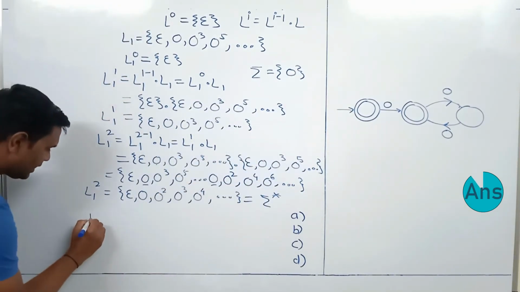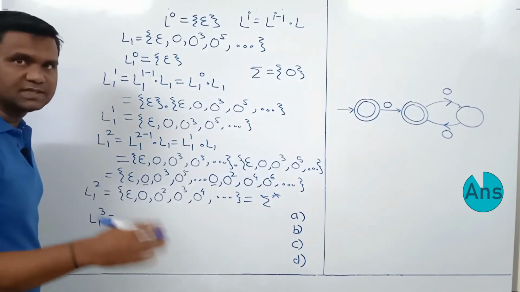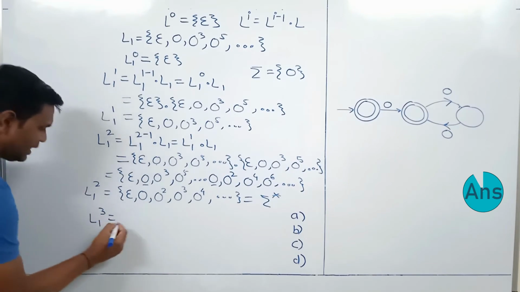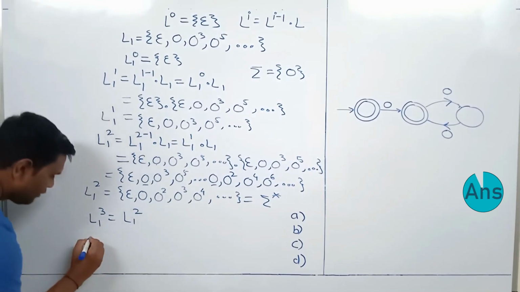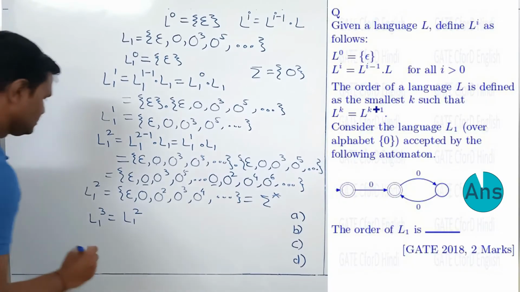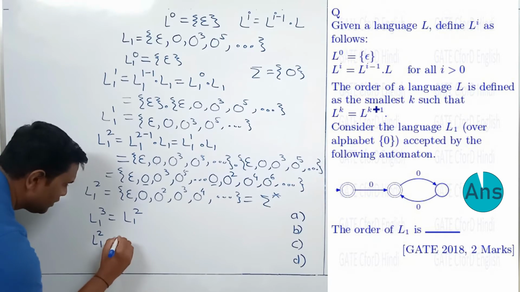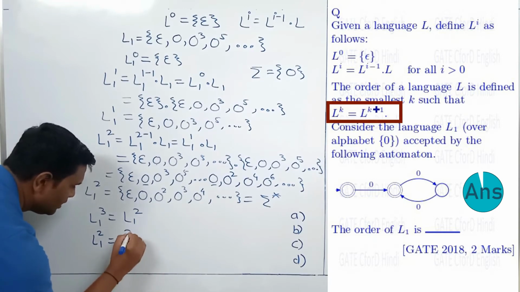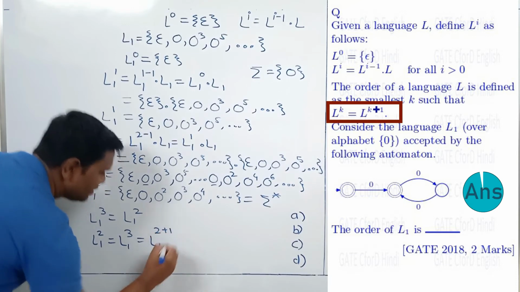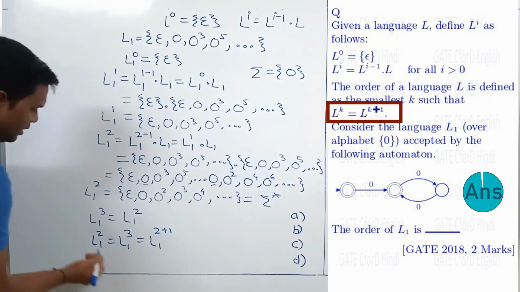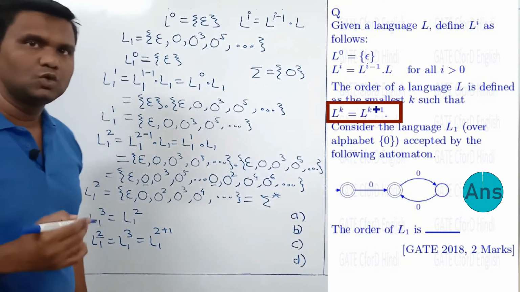Even if we calculate L1 power 3, we will not get any more strings. So L1 power 3 has to be L1 power 2. So here we can write it the other way. L1 power 2 is equal to L1 power 3, which is L1 power 2 plus 1. So we get the order of the language as 2. So the answer is 2.